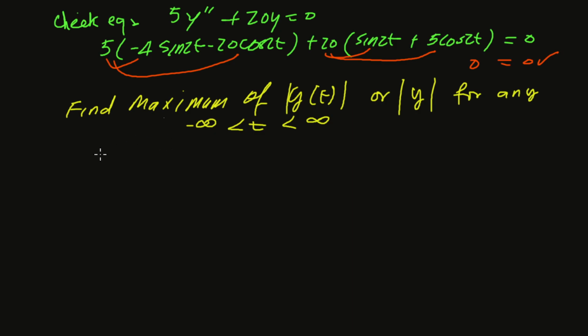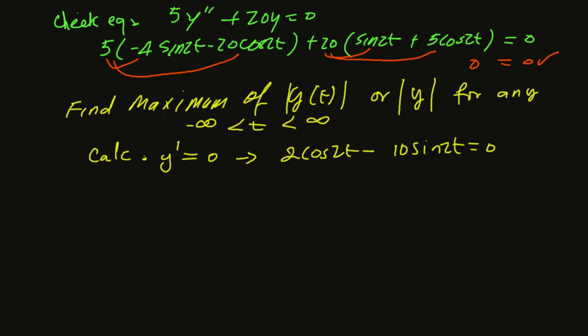Alright, so you've done in calculus that if you're looking for a critical point, you're going to set the first derivative to 0, which gives us 2 cosine of 2t minus 10 sine of 2t equals 0. And here I would encourage you to pause the video and try different ways, try the trig identities, and see how this works out.